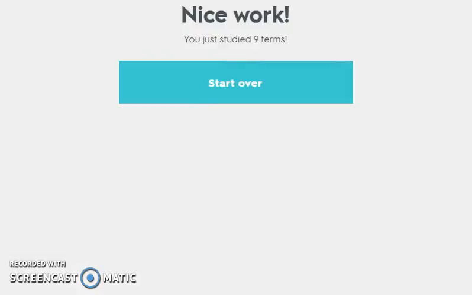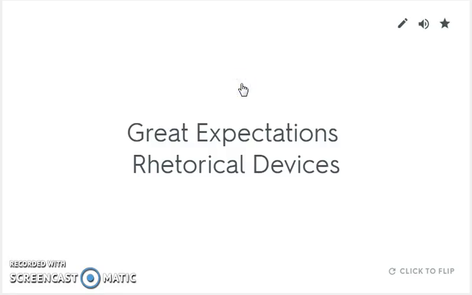Okay, so we have, it says nine terms, but it's really eight. And you can go over this as often as you need to. Look for them as you're reading and even try writing examples of them.